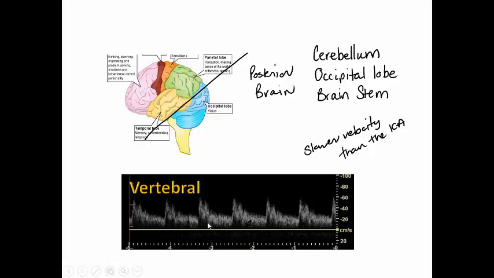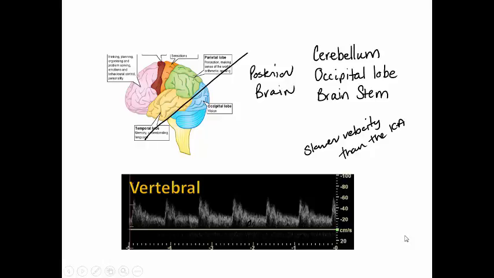The vertebral arteries, again, have a low resistance waveform because they're feeding the brain. Our brain needs blood supply at all aspects of the cardiac cycle, and it needs a lot of blood supply during that time. Here we have a broader systolic peak, lots of end diastolic flow, low pulsatility, and is monophasic.